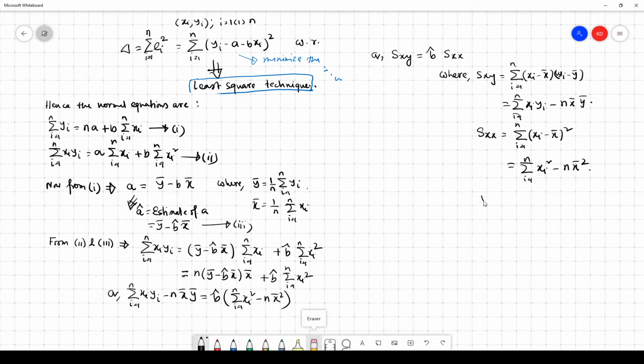So variance of x is equal to 1 by n sxx, and covariance of xy is equal to 1 by n sxy. Therefore, b hat equal to sxy by sxx, which is equal to covariance of xy by variance of x.